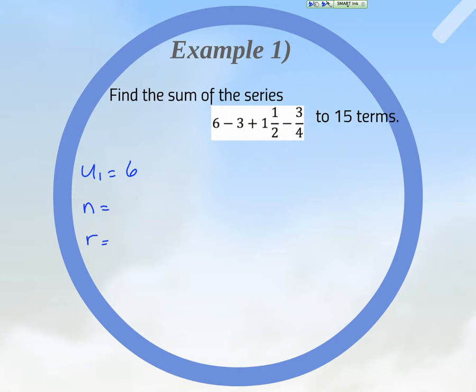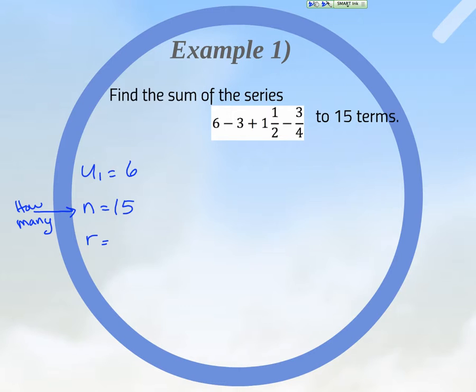What's the term number? Remember we talked about this yesterday, that n is how many terms we are adding up on this one? 15. Now the common ratio may or may not be trickier, so I want to take a second to talk about that in more detail. Are we all good on first term and term number?